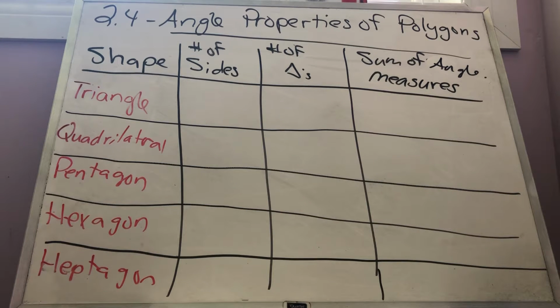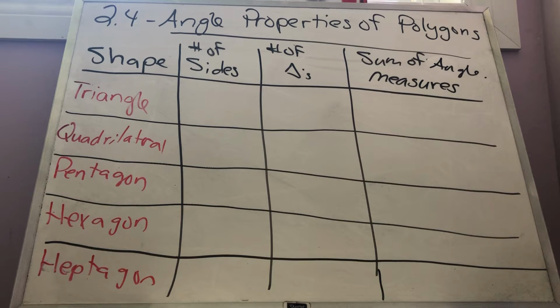All right, so our next concept we'll be looking at are angle properties of polygons. Just to reiterate, or maybe review what a polygon is, it would be any kind of shape. It's just meaning many shapes, right? So I have a few listed here: triangle, quadrilateral, pentagon, hexagon, heptagon, octagon's another popular one, and you'll see some other shapes.